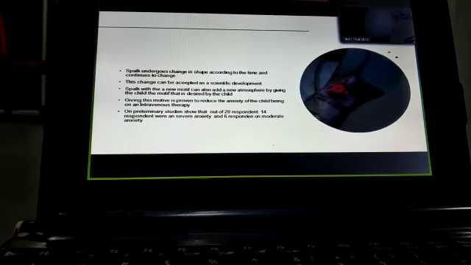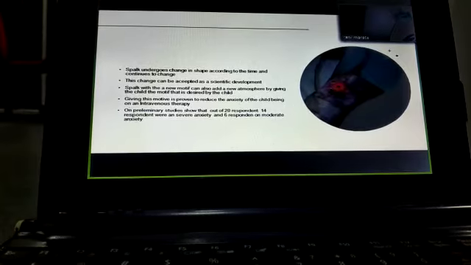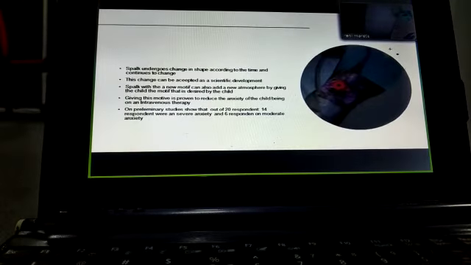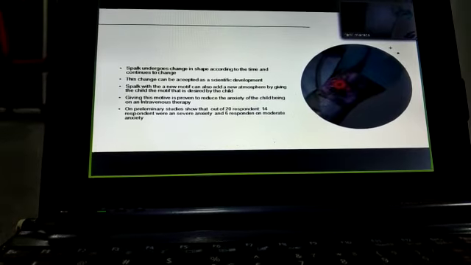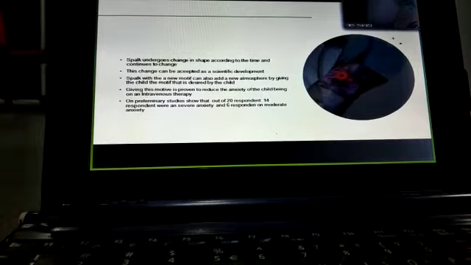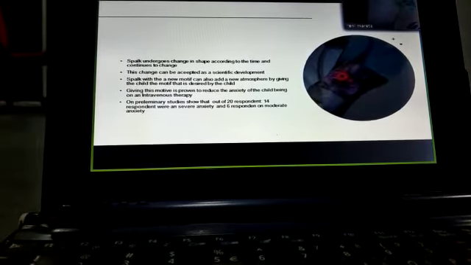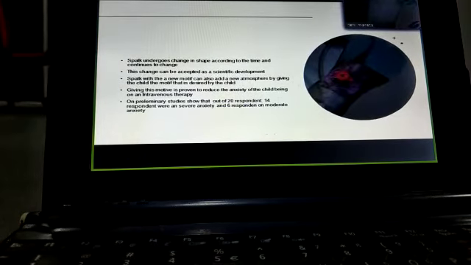Preliminary studies show that of 20 respondents, 14 respondents suffered anxiety and 6 respondents had moderate anxiety. All of them were in a hospital, and all of them got intravenous therapy.